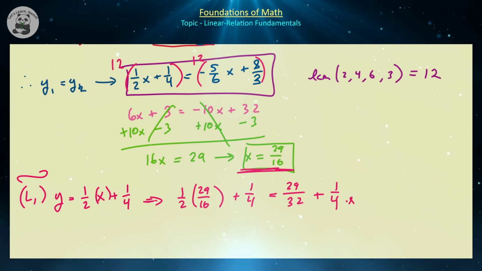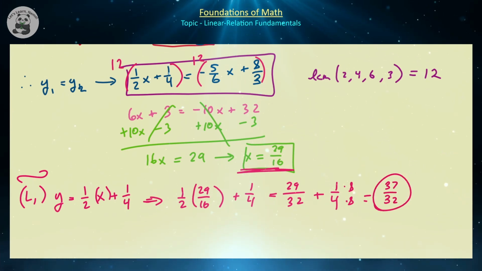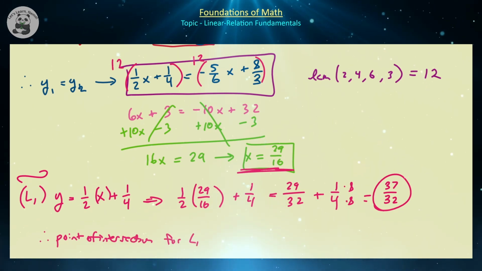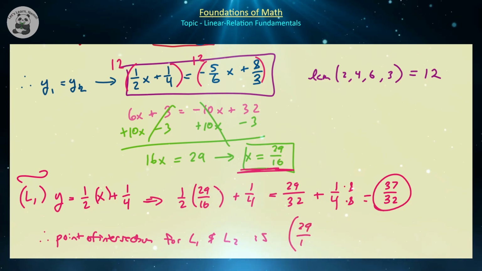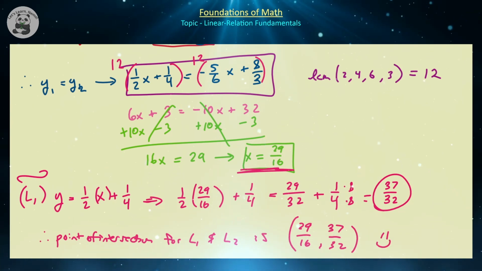Then I can multiply, for example, top and bottom by 8, and that gives me a common denominator of 32. So I have 29 plus 8, which is equal to 37, all divided by 32. So that's my common value of y. That means my point of intersection for L1 and L2 is the point (29/16, 37/32).